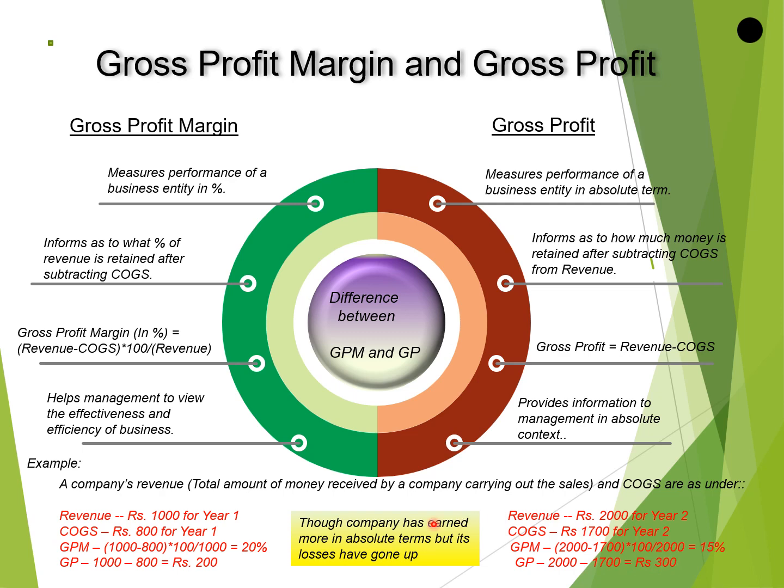Now, if you compare only the gross profit, it will give you a figure that okay, the company's profit has increased substantially from 200 to 300. But when you check the gross profit margin, then you will come to know, oh, the efficiency of the company has reduced. There may be some losses which have gone up. Here it has come down from 20% to 15%. So this is the advantage of calculating gross profit margin.